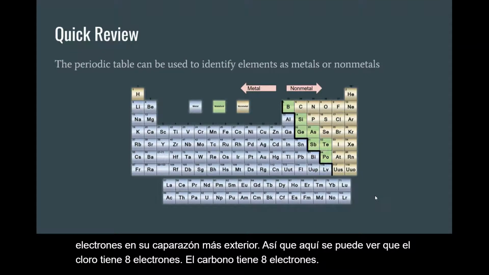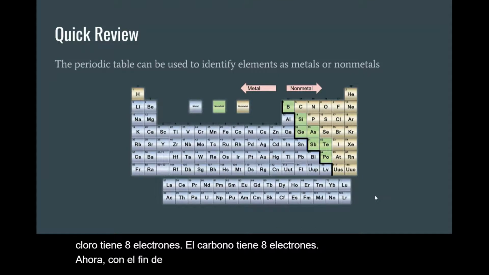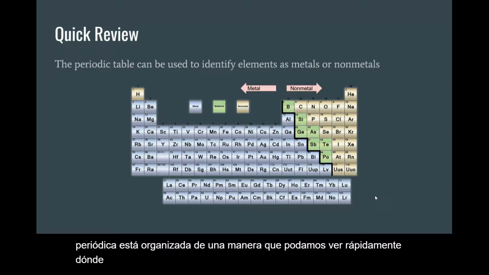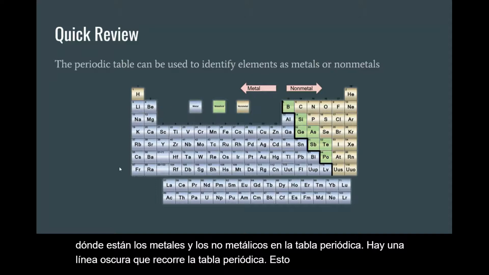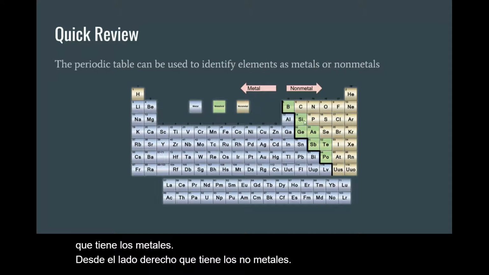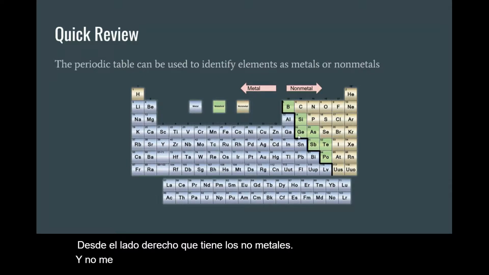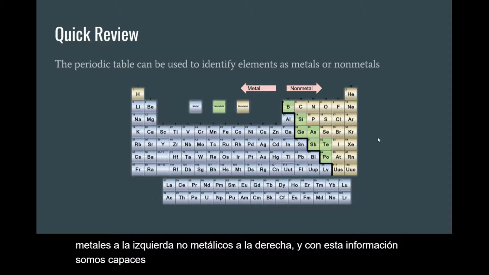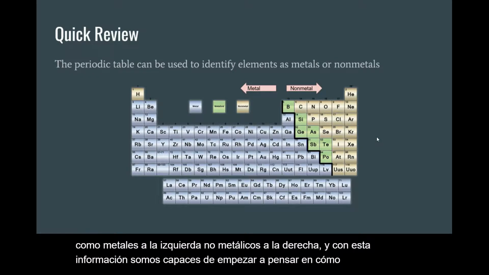Now, in order to help us with this, we have to remember that the periodic table is organized in a way that we can quickly see where metals and nonmetals are. There's a dark line that runs through the periodic table, and this separates the left side, which has the metals, from the right side, which has the nonmetals. And I wouldn't worry too much about the metalloids. Just think of this as metals on the left, nonmetals on the right. And with this information, we're able to start thinking about how each individual atom behaves when it starts to bond.